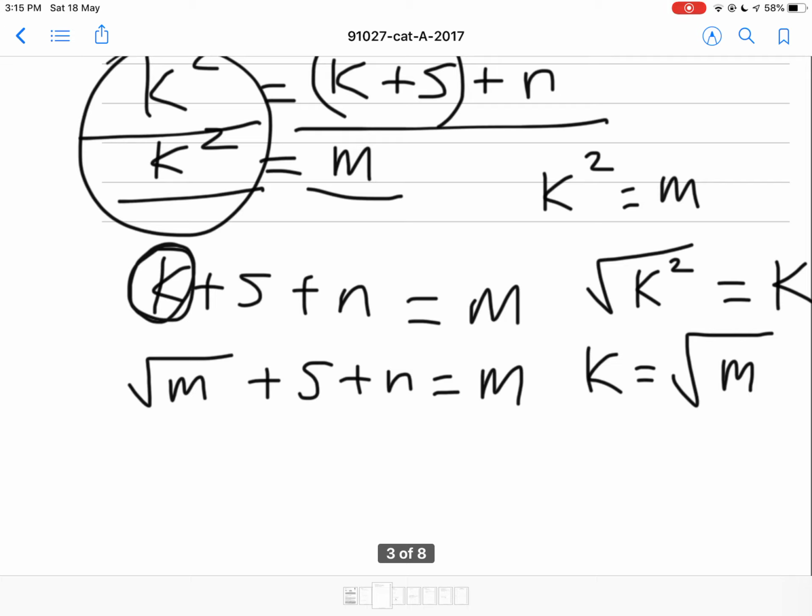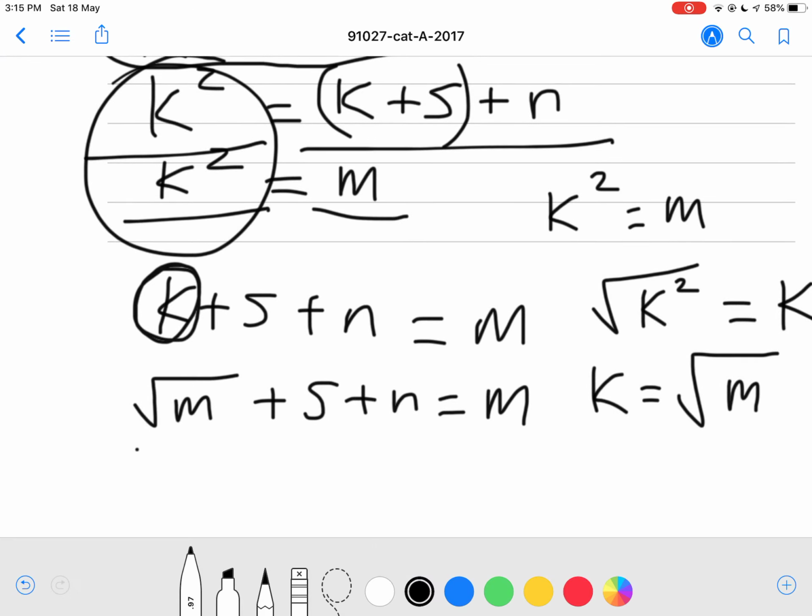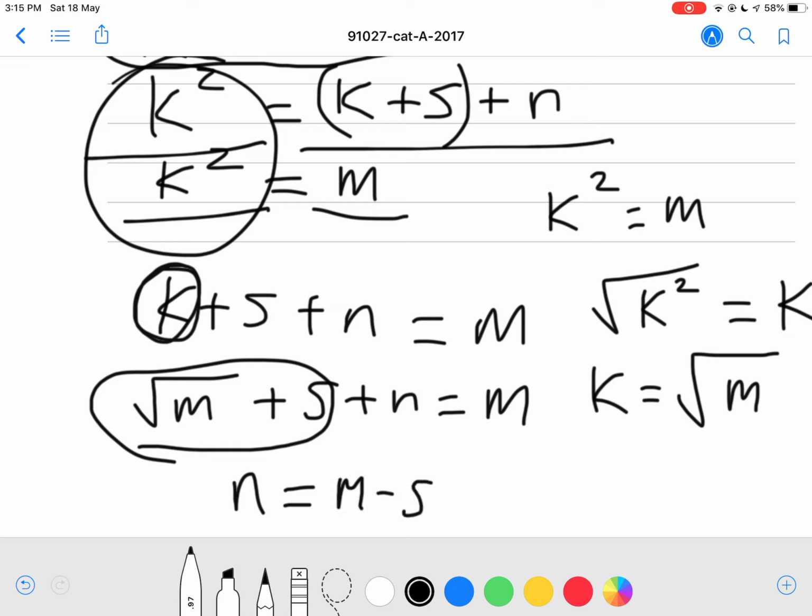So we're going to move this to the other side of the equation. So n is equal to, if it's plus 5 on one side, on the other side it becomes minus, and the square root of m becomes minus as well. So n equals m minus 5 minus the square root of m, and that should be your final answer. Getting all the way here will get you an excellence grade.